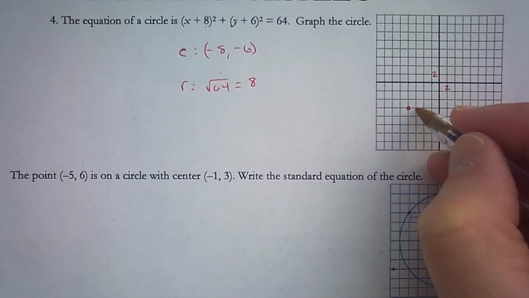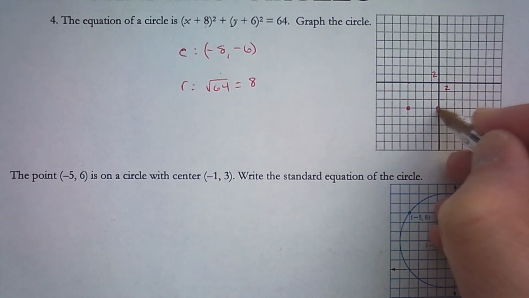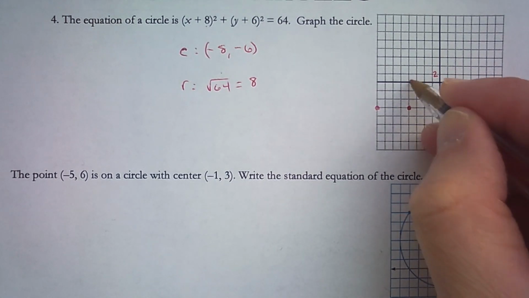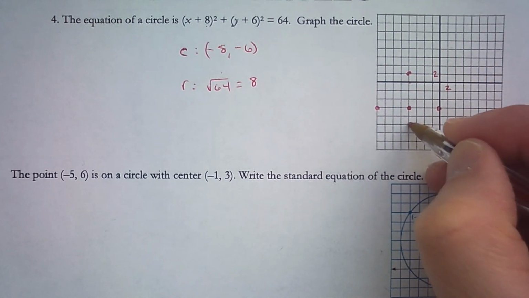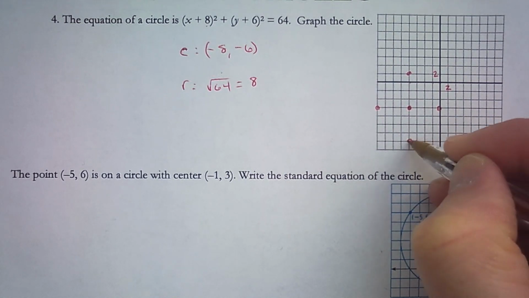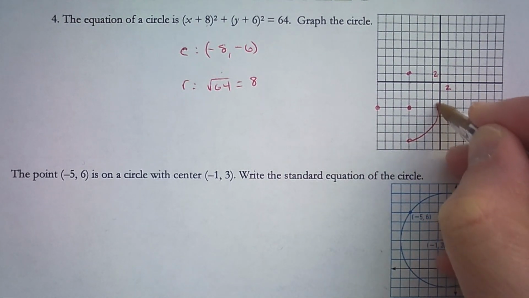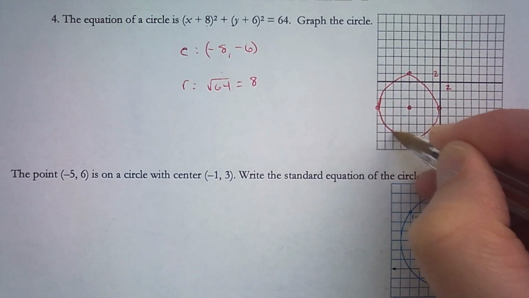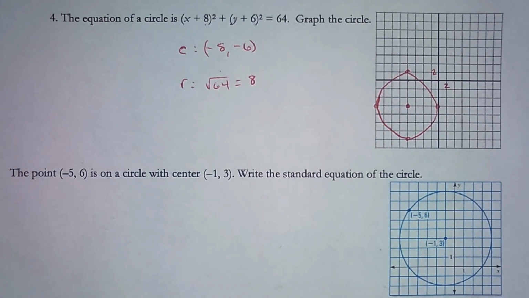And again, we're going to count by 2s. 2, 4, 6, 8. 2, 4, 6, 8. 2, 4, 6, 8. And 2, 4, 6, 8. And there is our circle.